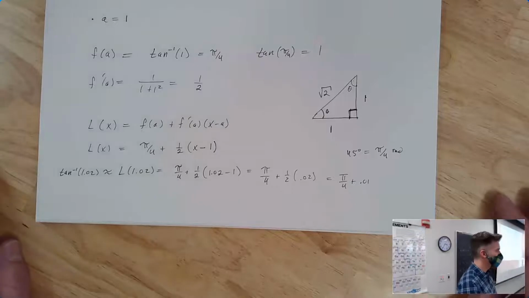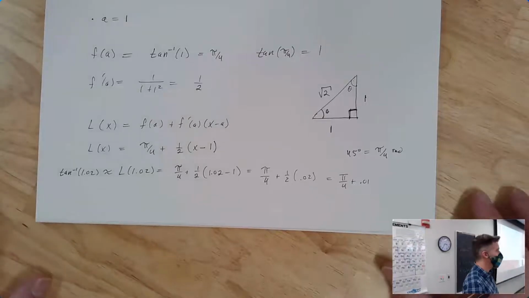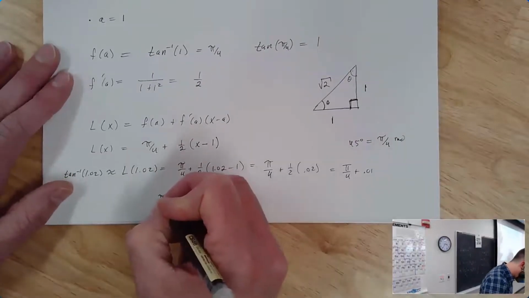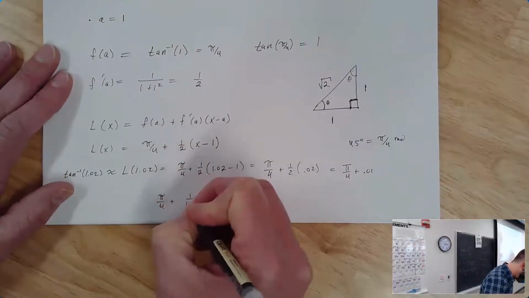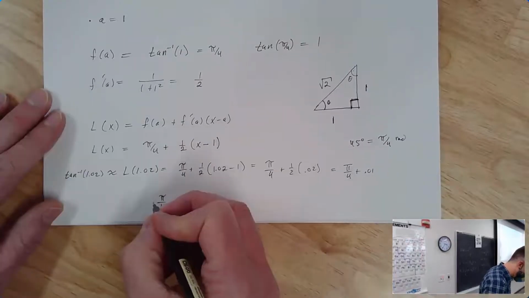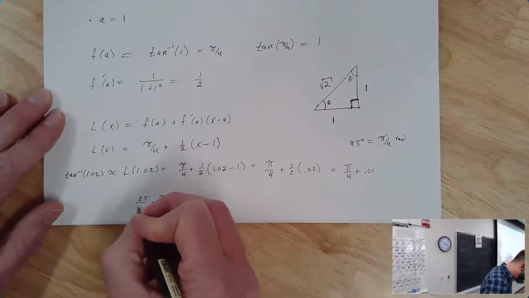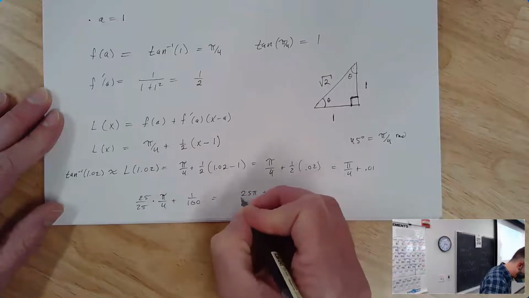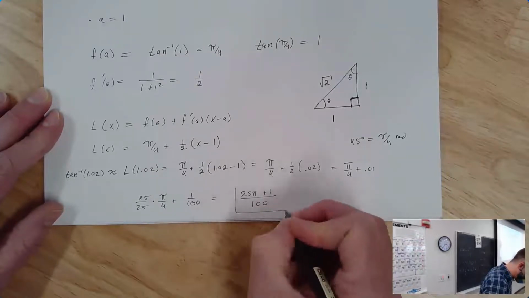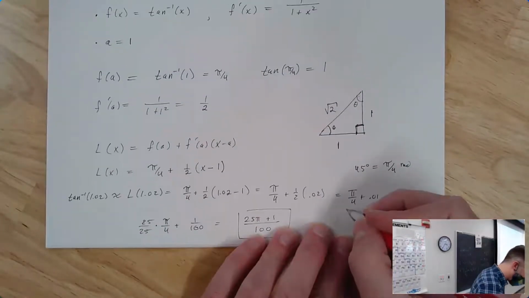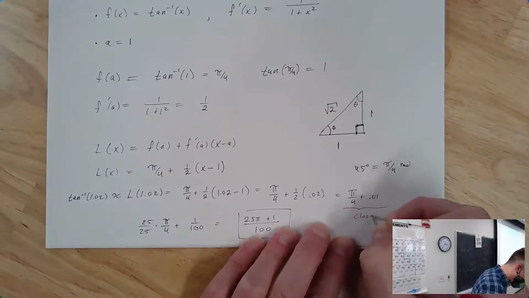I don't see a reason. I mean, okay, if you had to write this as a fraction, you could write this as pi over 4 plus 1/100th. And then I guess you'd multiply pi over 4 by 25 over 25 to get 25 pi plus 1 all over 100. But I want to emphasize here, our answer is very close to pi over 4.